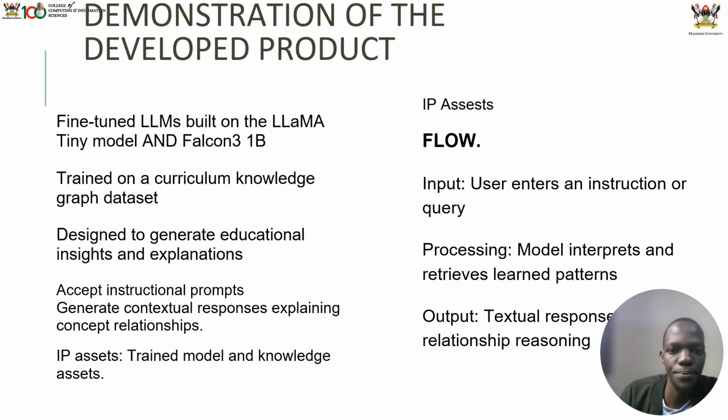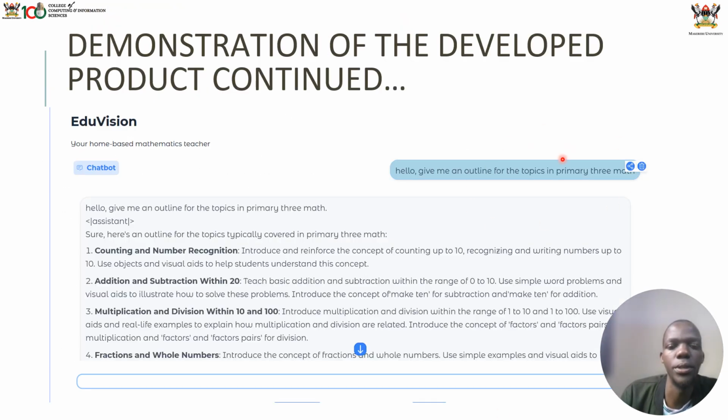As you can see, this is a simple interaction with the model, where a simple prompt was given to the model for testing. I told it to give me the outline of the topics in primary 3, and this was the output, as you can see here.